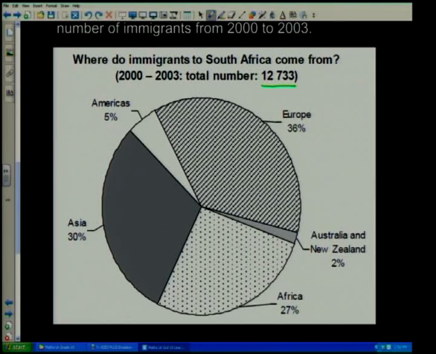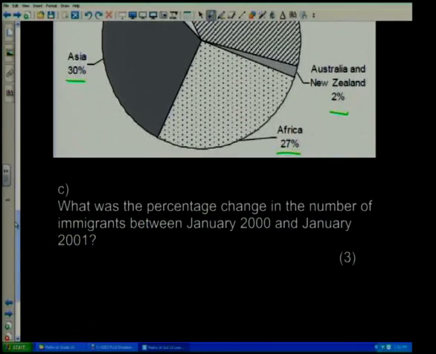And we've got our total number of 12,733 people. And from this we can see that it's broken up into our pie chart, parts of our whole. So 36% of those people came from Europe, 5% came from Americas, 30% from Asia, 2% from Australia and New Zealand, and finally 27% came from Africa. And in that case we're dealing with the rest of Africa. Let's see what our questions are.